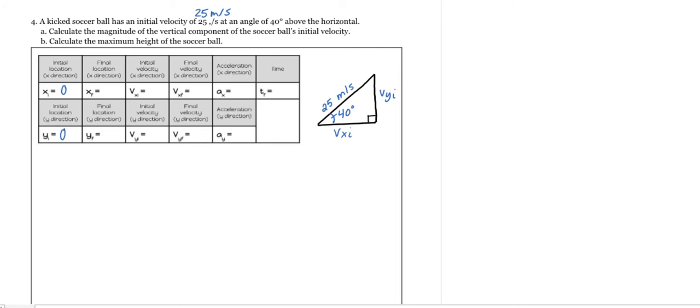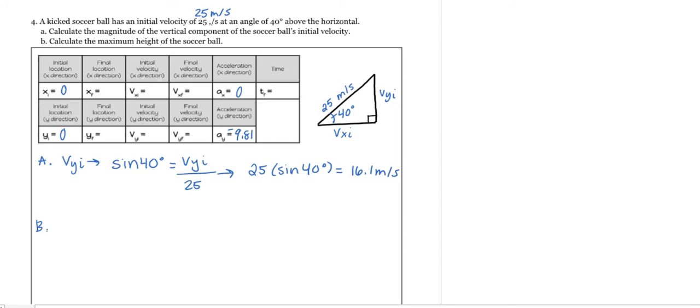We don't have final locations or initial or final velocities. Acceleration in the x direction is 0, and acceleration in the y direction is negative 9.81. I've already set up the triangle. For part A, we're just looking for the magnitude of the vertical component, so that's the y component. To find that, we use the sine function. So I have sine 40 degrees equals the initial y velocity divided by 25, and we rearrange this and find that it equals 16.1 meters per second.